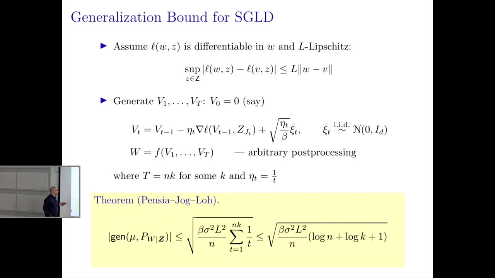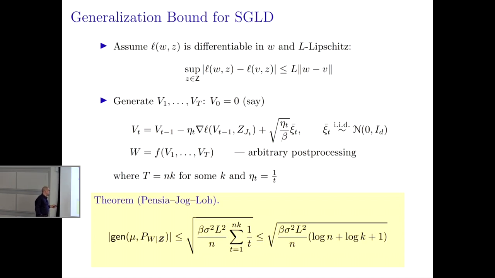And then we add noise. These xi bar t's are just standard Gaussians, IID, and the variance is now proportional to a_t divided by beta. And we can consider an arbitrary post-processing here. So like I said, typically you take the last iterate, but you can come up with all sorts of other ways.